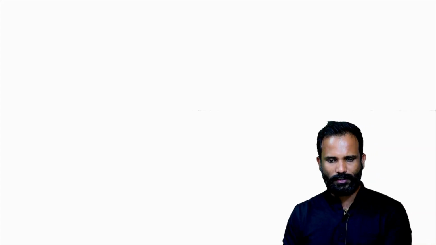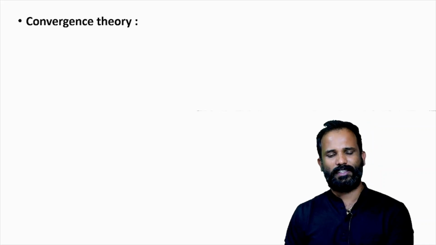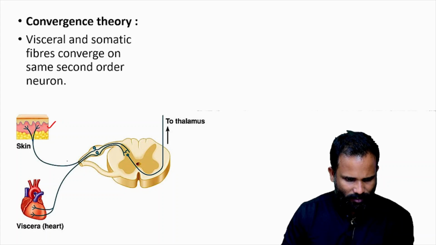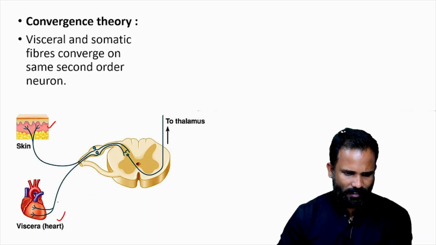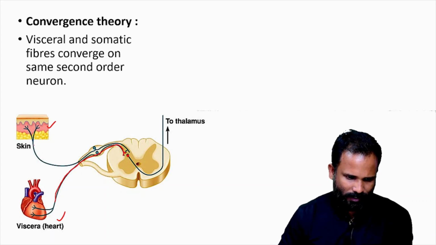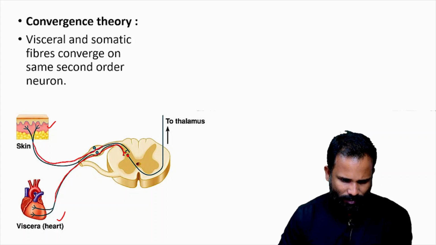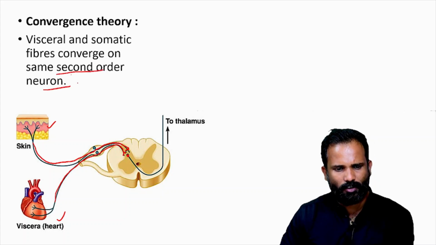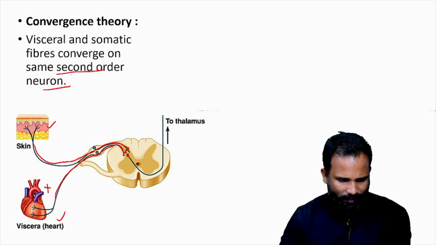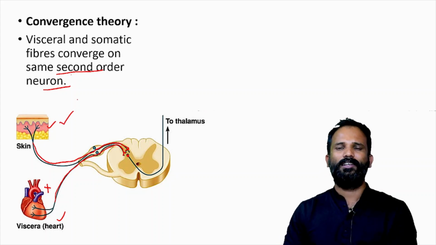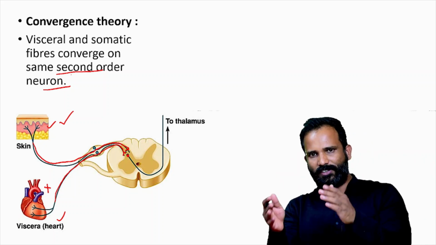That is one theory. Convergence theory. What this mentions is, if you see here, this is the somatic structure and this is the viscera. Heart is there. Now the afferent from this heart is going and synapsing with a neuron. Similarly, the afferent from the skin is going and synapsing with the same neuron. So they are converging on the same second order neuron. So the pain from here is perceived like pain coming from here because they are converging on the same second order neuron.